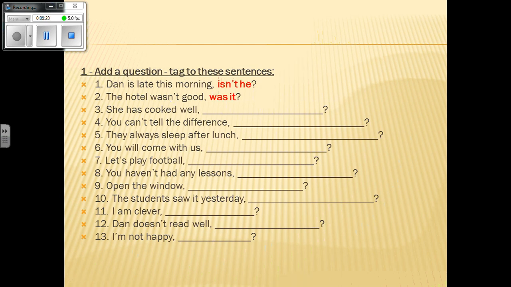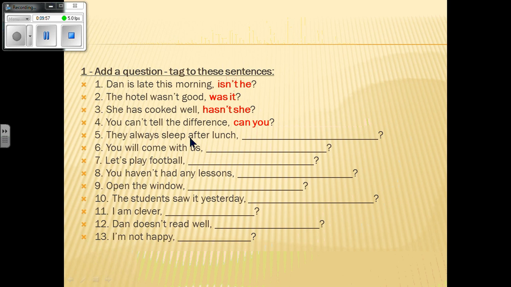She has cooked well. We have here verb to have as a helping verb because we have cooked, PP of cook. So we will use has as a helping verb, has. But it's here in the affirmative form, so it will be in the negative form. Hasn't she? You can't tell the difference. We have here a modal verb, can, but it's in the negative form, can't. So it will be can you?